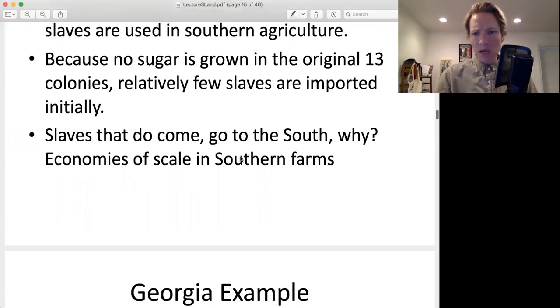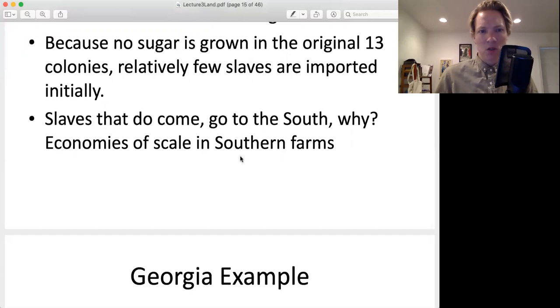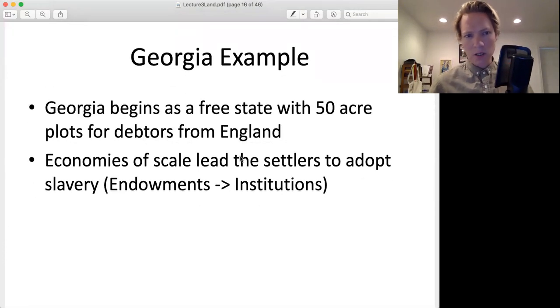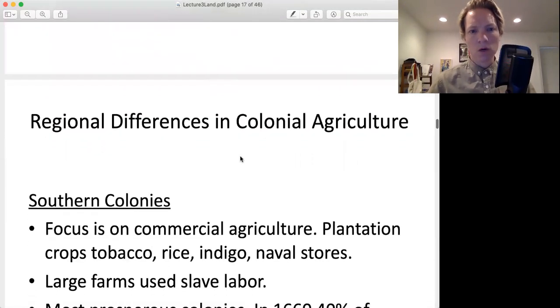It's your southern farms that eventually develop into economies of scale, where there are these large scale plantations where their output goes up exponentially as they add more labor. And so it really depends on the type of crop. And so you can see again the initial endowment shaping the institutions, where Georgia really begins as a free state, but the settlers slowly adopt slavery as their plantations grow larger.